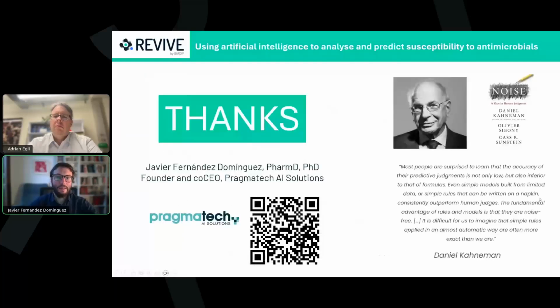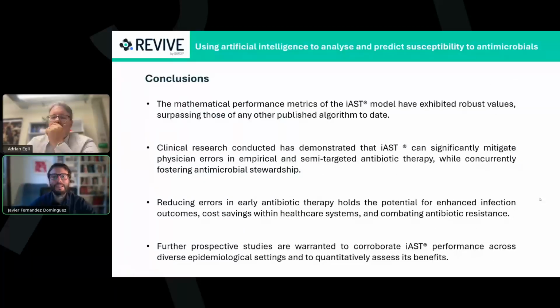So my conclusions, and this is the last slide, are the next. The mathematical performance metrics of the AIA model have exhibited robust values, surpassing those of any other published algorithms to date. Clinical research conducted has demonstrated that AIA can significantly mitigate physician errors in empirical and semi-targeted antibiotic therapy while concurrently fostering antimicrobial stewardship. That reducing errors in early antibiotic therapy holds the potential for enhanced infection outcomes, cost savings within the healthcare system and combating antibiotic resistance, and that further prospective studies are warranted to corroborate AIA's performance across diverse epidemiological settings and to quantitatively assess its benefits.